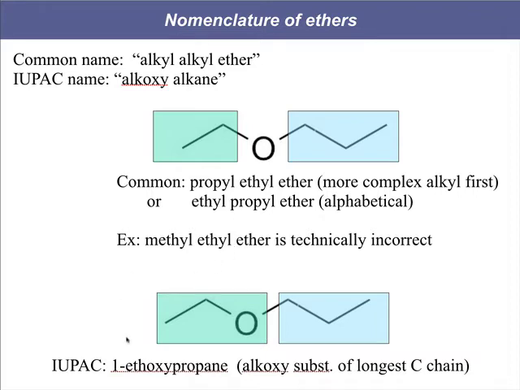The IUPAC system, however, names it as an alkoxy substituent of the longest carbon chain. So IUPAC, we would call it alkoxy alkane. Example here, the longest carbon chain is 3 carbons, 1, 2, 3. So this is a propane, and then the substituent in green is an ethoxy group. It's an ethyl with an O minus, basically. So ethoxy propane, and specifically the ethoxy group is on the 1 carbon of the propane. So either way you want to name them is fine.